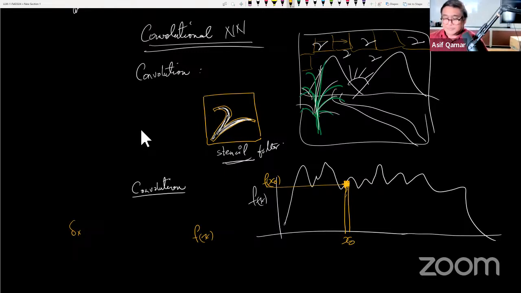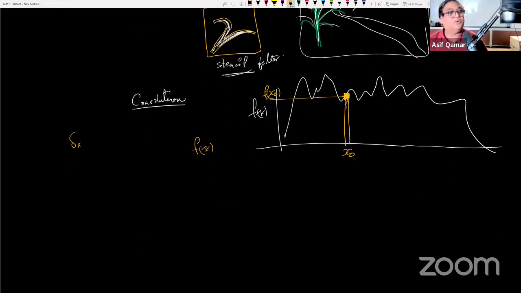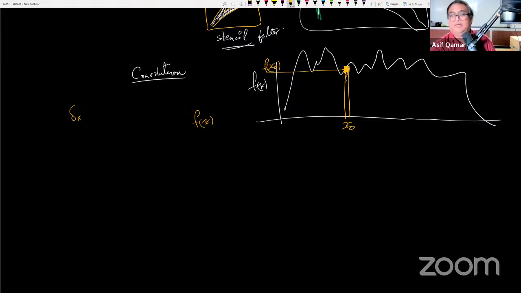Now, this little view of the function, we can think of it like this. We can say that, imagine that you have another function, g(x). G(x) is like this.